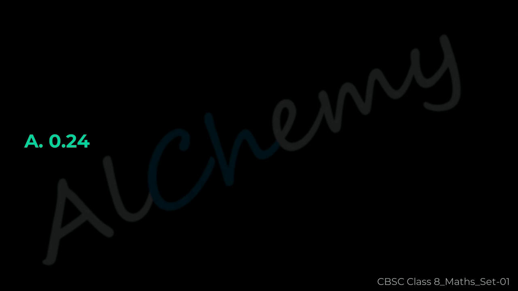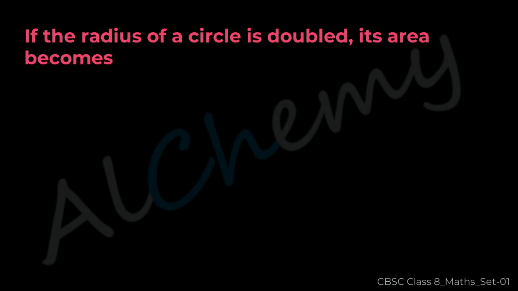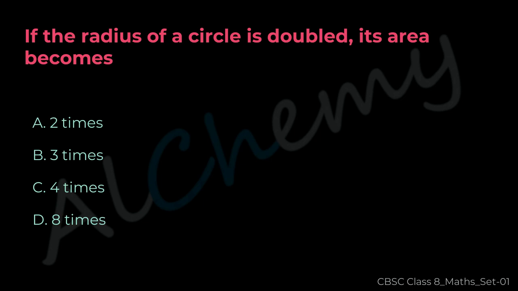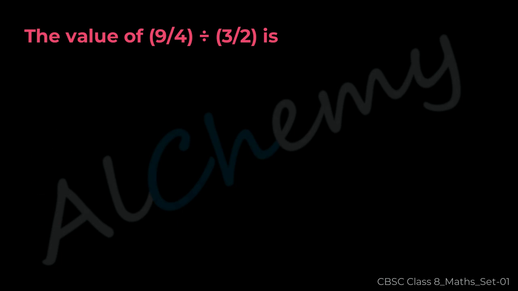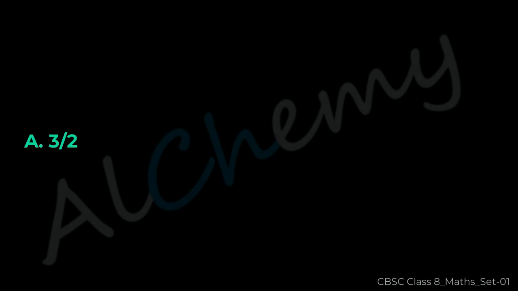The correct answer is A, 0.24. Question 53. If the radius of a circle is doubled, its area becomes A 2 times, B 3 times, C 4 times, D 8 times. The correct answer is C, 4 times. Consider the following expression.